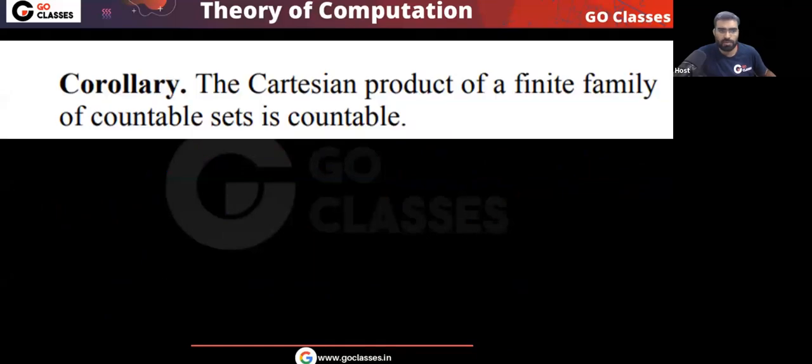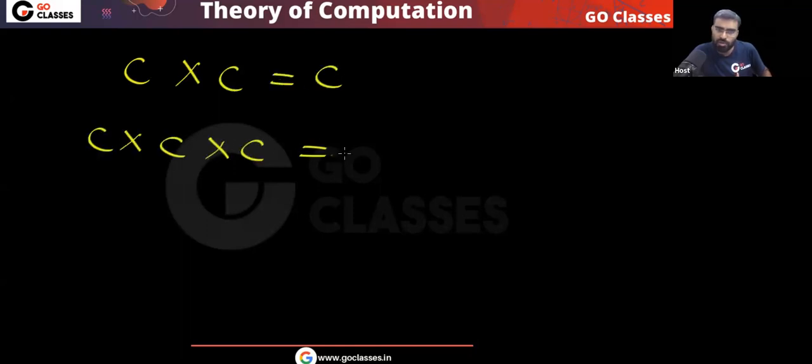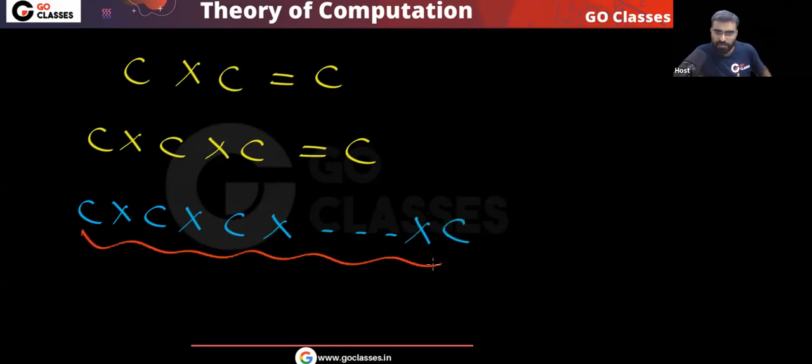Now let's move on. You can see the Cartesian product of a finite family of countable sets is countable. Okay, remember this point: countable cross countable is countable. If you do countable cross countable, that also will be countable, as long as you are doing it a finite number of times. Please understand, finite number of times.